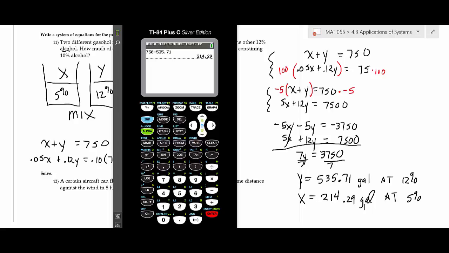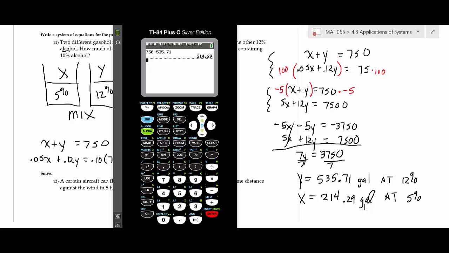Yeah, you just didn't quite have that piece right. You're missing this right here. No, you're okay, I think. So what I would do is you got your first equation right. The second equation, you just need to work that out. So you would have 0.05x plus 0.12y like you have, but then when you do 10% of that, you get 75. And I see that you've got that.